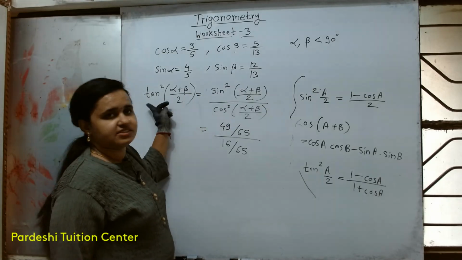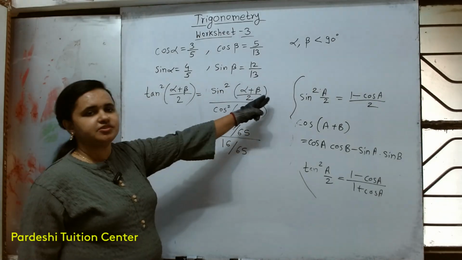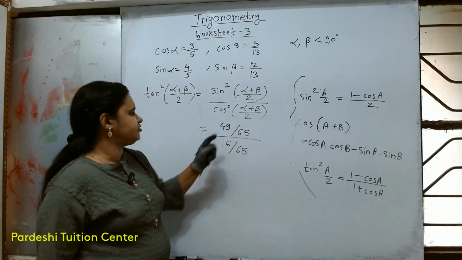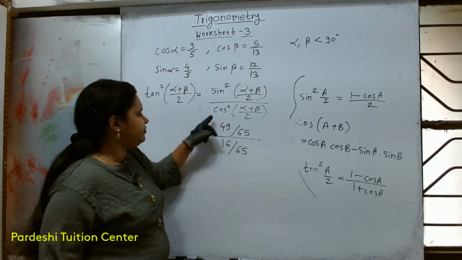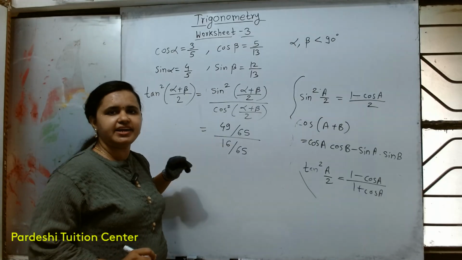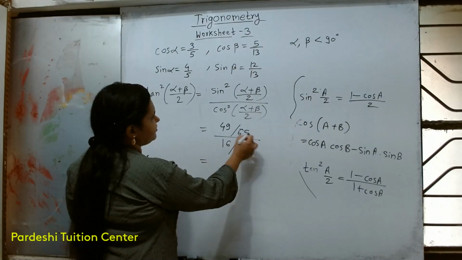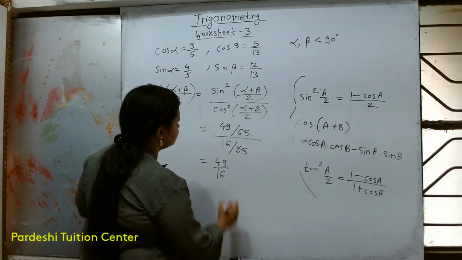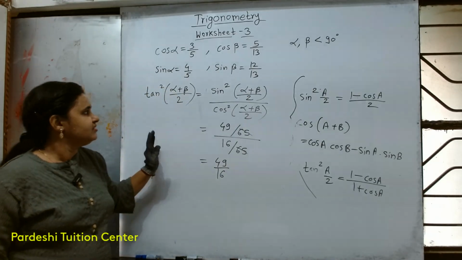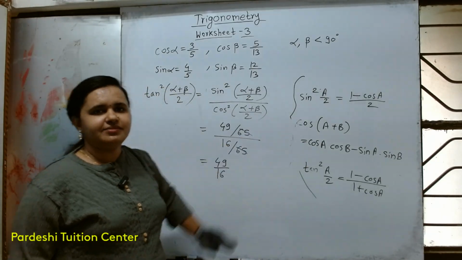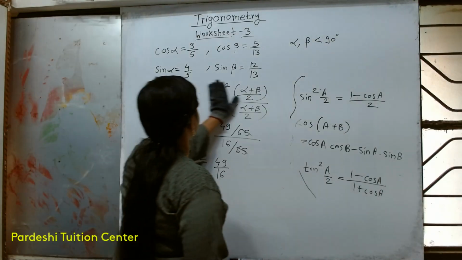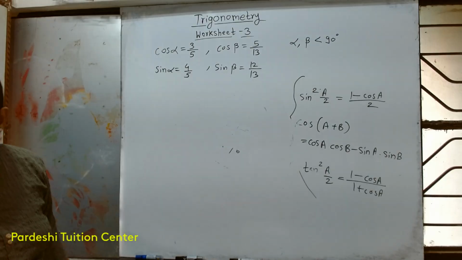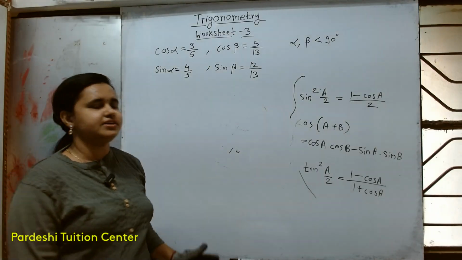Sin upon cos is tan. So I am writing sin square (alpha plus beta) by 2 upon cos square (alpha plus beta) by 2. Values were 49 by 65 and 16 by 65. I am taking these values from questions 17 and 18. So 65 and 65 will get cancelled and our answer will be 49 by 16. It is a very short method. That was a very long method. So 49 by 16, that is the second option for question 19.